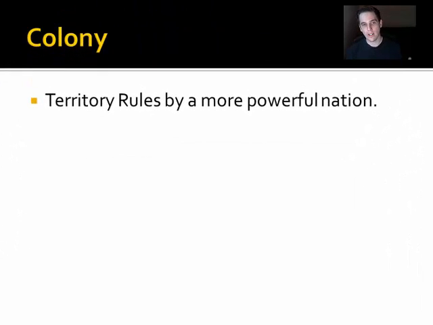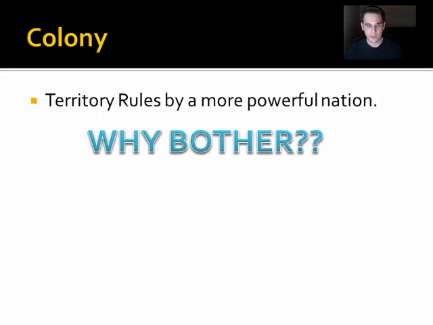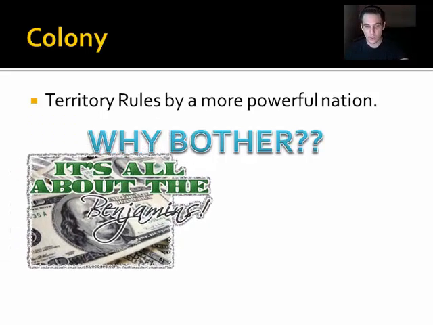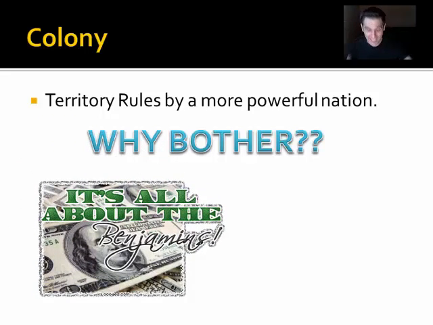Colonies. Colonies are territory ruled by a more powerful nation. But why would we bother to do that? Because a colony isn't making it part of our nation. It's not expanding our nation. It's just ruling another territory, but still keeping it separate and calling it a colony. So the reason why is for money, to get resources, to get rich. We're talking about national interest, building up your economy. Well, what if you've already made use of all the resources in your country? Well, let's go get some other country's resources through a colony.